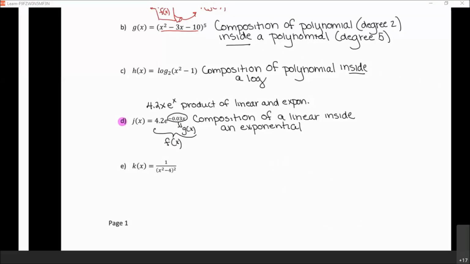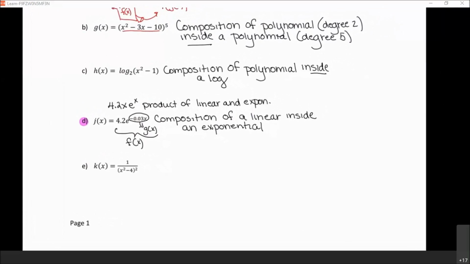Okay? Part of what I try to do in calc is to tie up the loose ends from college algebra, because I know there's lots of them. You cover a lot of material in college algebra. Not all of it is clear when you're done. So please ask, does everybody understand this problem? That it's a linear inside of an exponential.